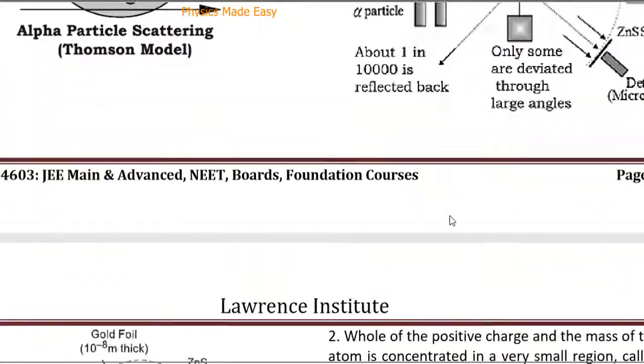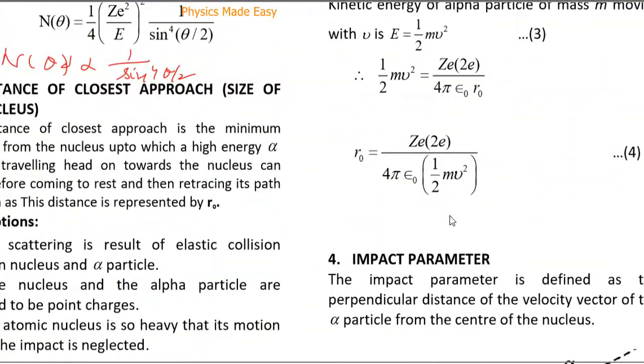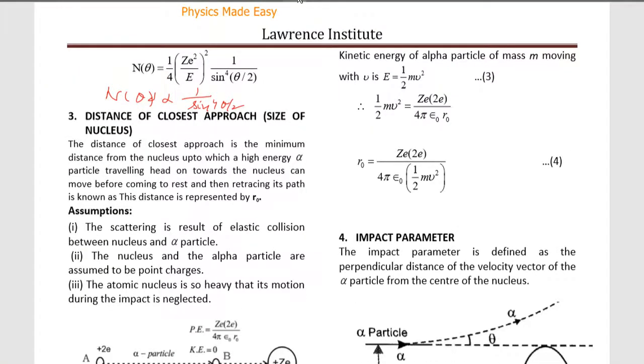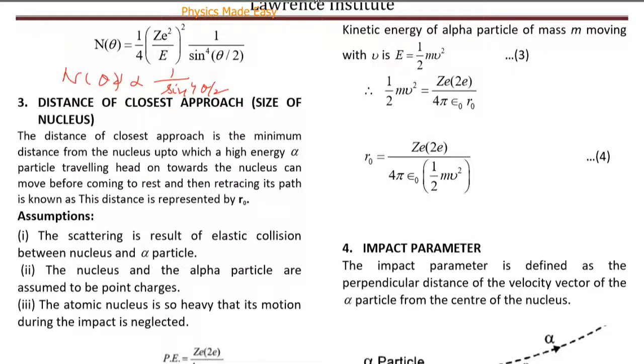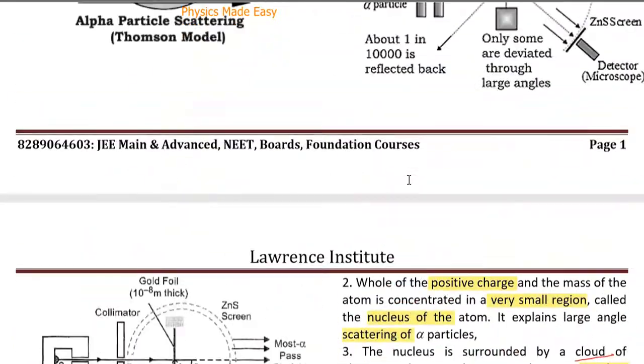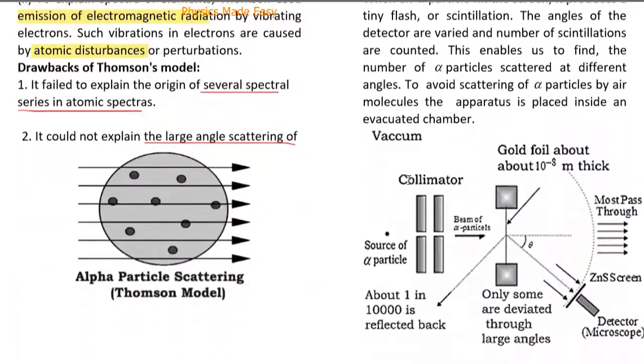The topic that we shall be covering at present is distance of closest approach. And before that, I want to clear some concepts. We have just done the Rutherford experiment. In the Rutherford experiment, we have this experimental arrangement.